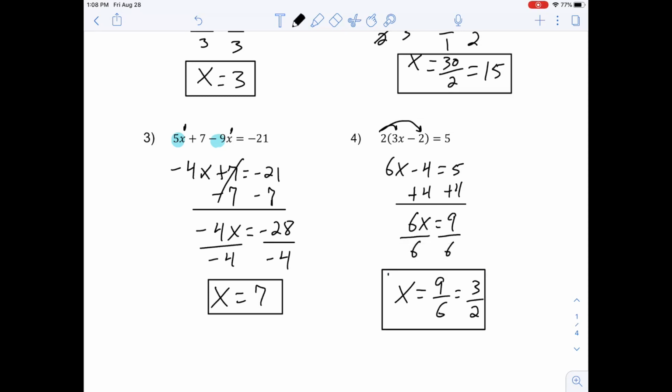All right, so hopefully this helps you with solving linear equations. You get the variable on one side. And I'm going to stop here. In the next video, I'm going to solve equations with variables on both sides.